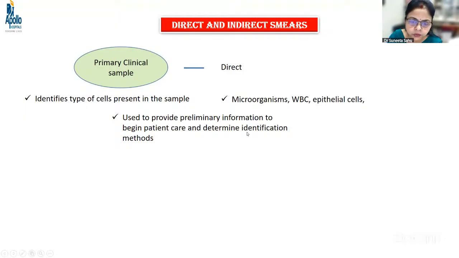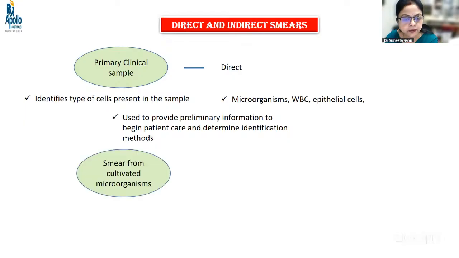As I told you, today when I came to the department, the radiologist wanted to send the sample so that we can provide preliminary information like what are the type of cells, if there are any organisms, what are the type of organisms present, so that they can start the patient care and determine, and we can help in identifying which type of media to use for the organisms.